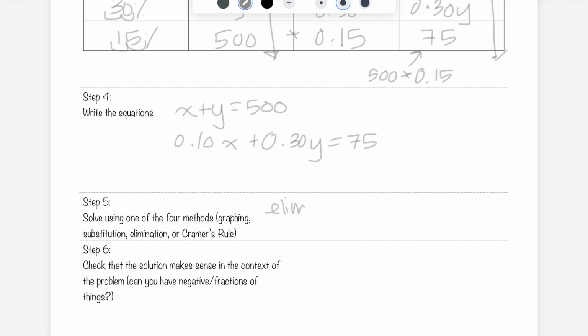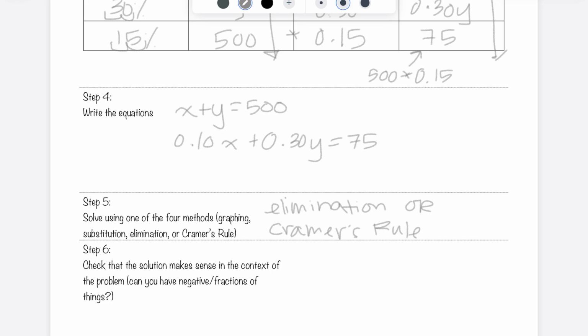Elimination would be fine in this. They're both in standard form. But Cramer's rule would probably be better because I've got those decimals. And it's not terrible to have to multiply your first equation by a decimal. But if I don't have to figure that out, then I'd prefer to use Cramer's rule on this.